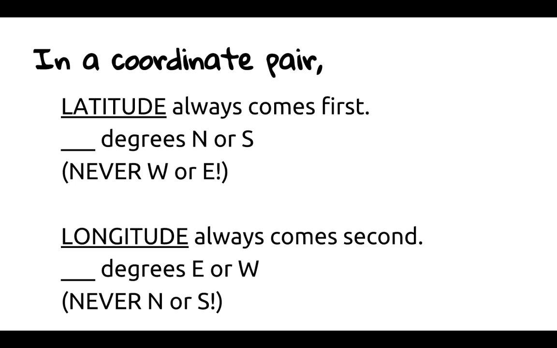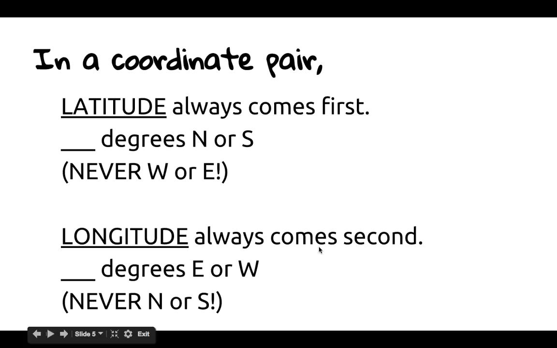In a coordinate pair, latitude always comes first. It will say blank degrees north or blank degrees south. It will never ever say west or east. There's no such thing as east or west latitude, because latitude only measures distance north or south of the equator.